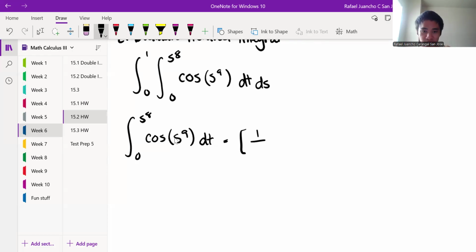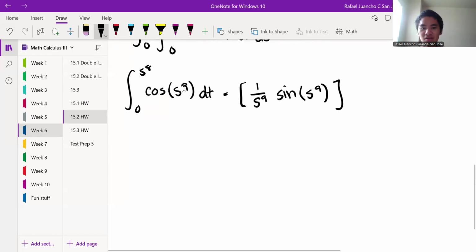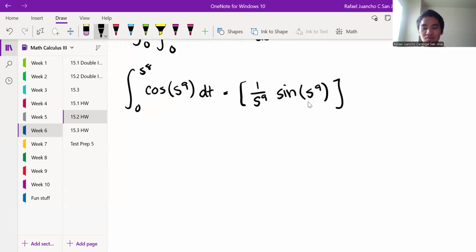What's that going to be? 1 over s to the 9th. Then this one's going to be sine, right? How do I know if I'm correct? I check the derivative. So if I take the derivative of this, say this was 2, let's say. Oh, shoot. Wait a minute. This is s to the 9th.